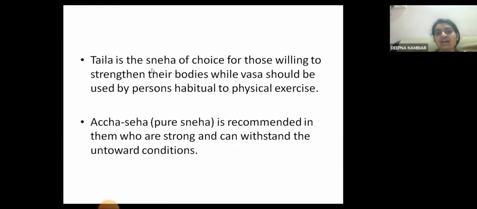And in the case of Taila, it is the Sneha of choice for those who are wanting strength in the body, and Vasa should be given in the patient of Uttama bala. And Acha Snehapana is to be given in patients who cannot withstand the upward effect of Snehapana. So on the basis of Uttama bala, Vasa can be selected. Taila for those wanting Sharira Bala, and also Acha Snehapana or Sadhya Snehapana. Sadhya Sneha for less bala, and Acha Sneha for the patients who have Uttama bala can be selected.